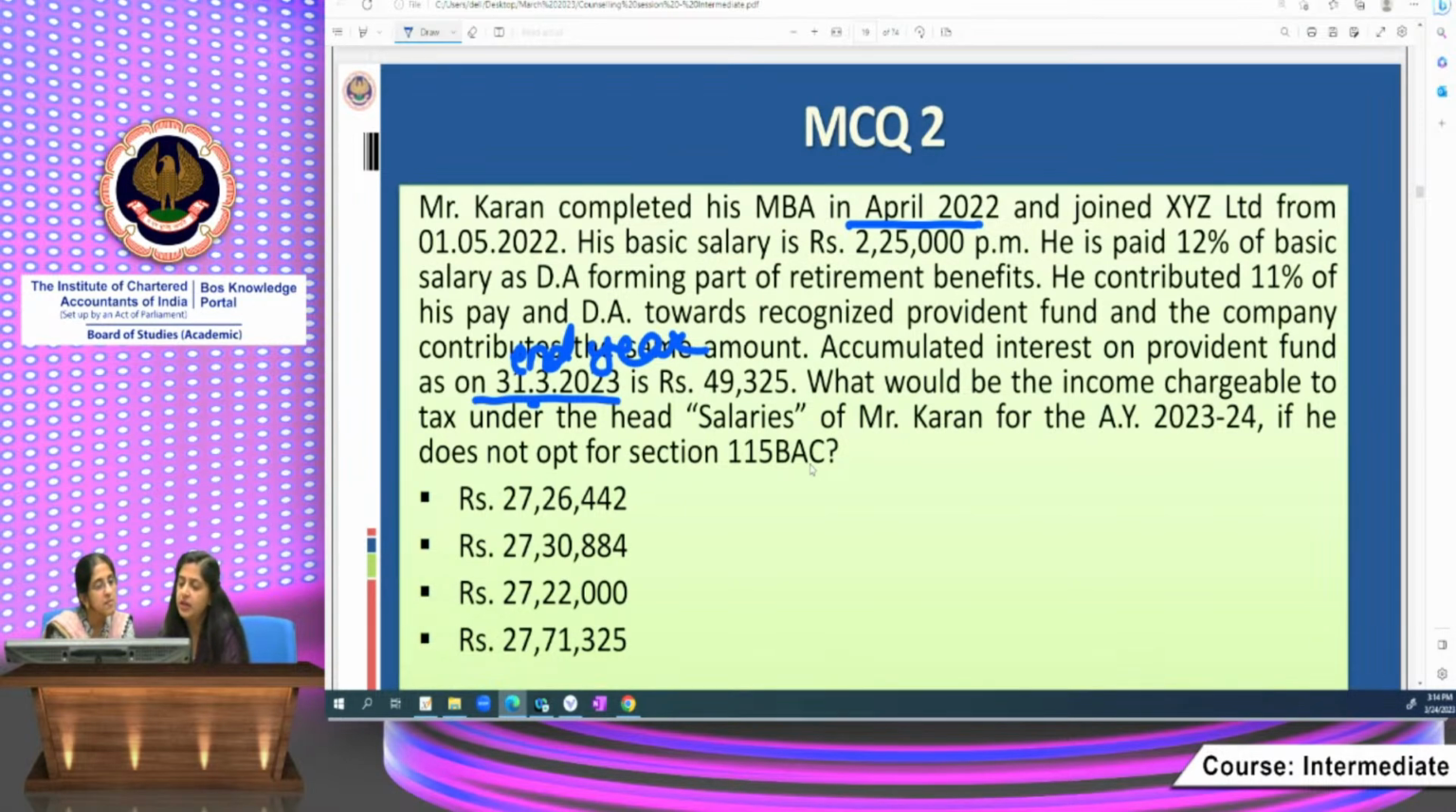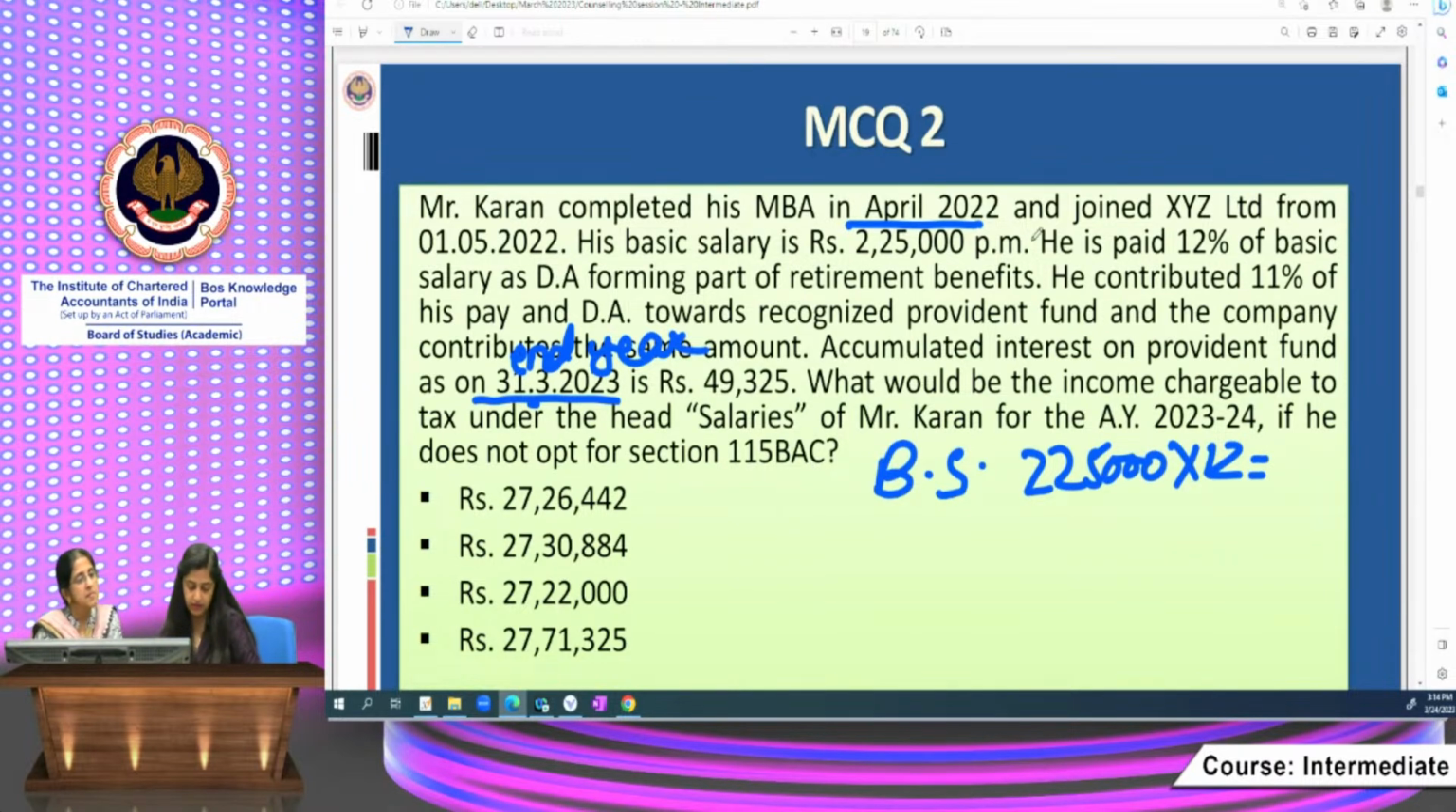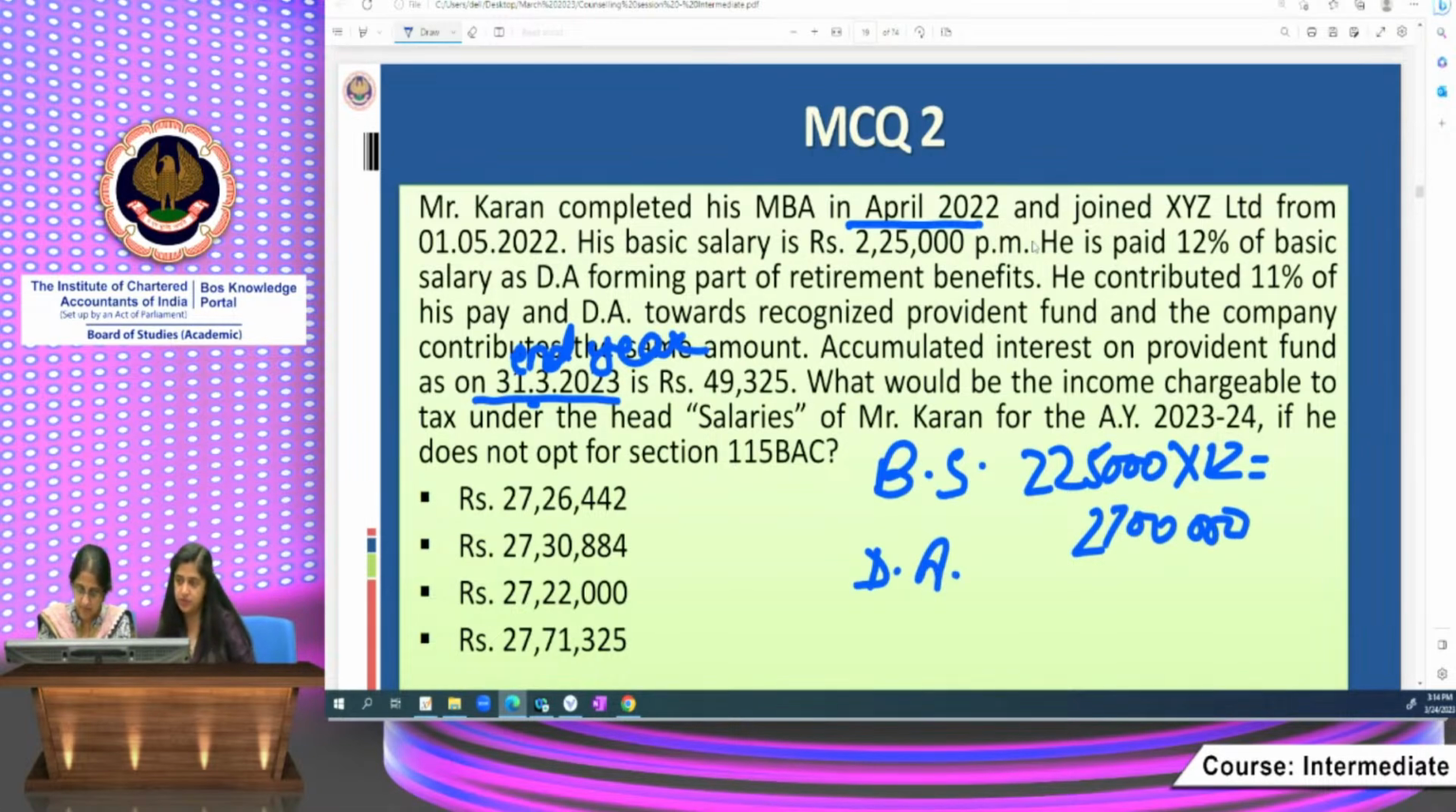First basic thing that you have to take is basic salary. Basic salary is 2,25,000 per month. It means 2,25,000 into 12. This is the first thing. Then DA is completely taxable. There is no exemption of DA. DA is 12% of basic pay.